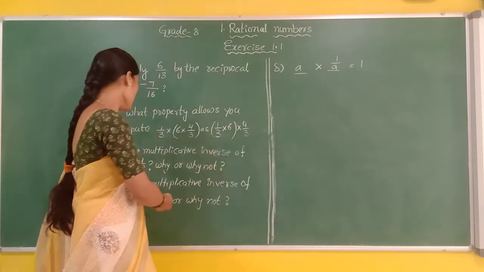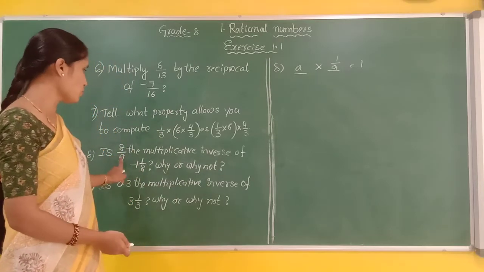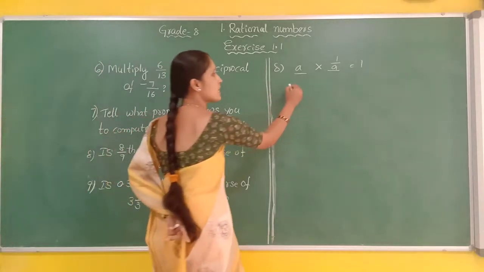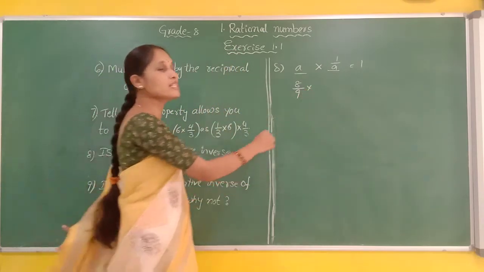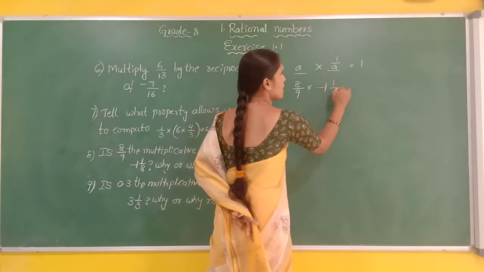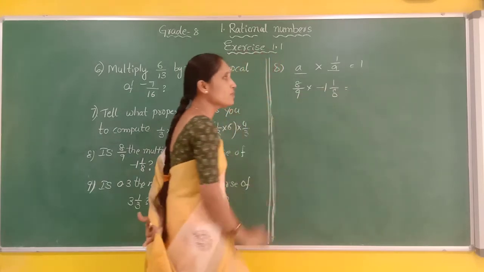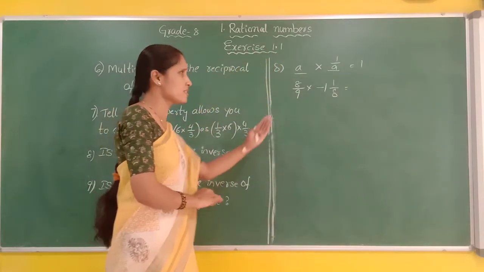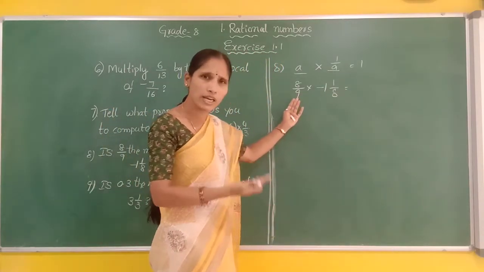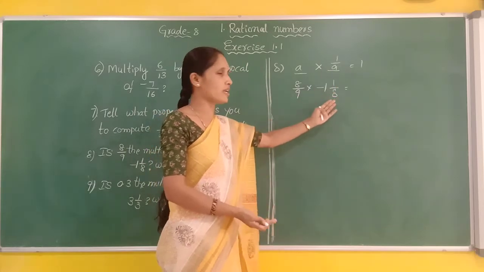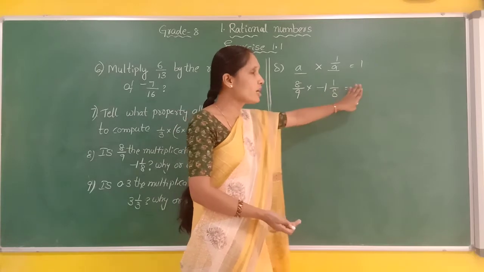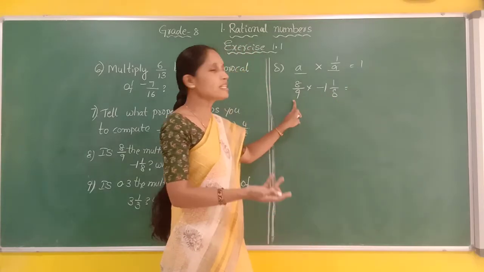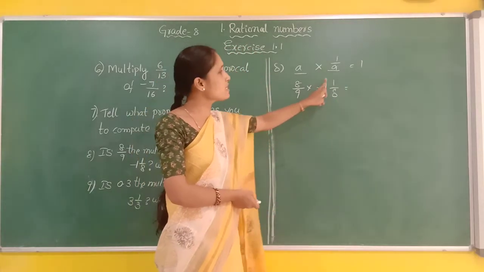Let's check that. If the product of these two numbers, one number being 8 by 9 and the other being minus 1 by 8, is equal to 1, then yes, 8 by 9 is the multiplicative inverse of minus 1 by 8. If the product is not equal to 1, then 8 by 9 is not the multiplicative inverse of minus 1 by 8.